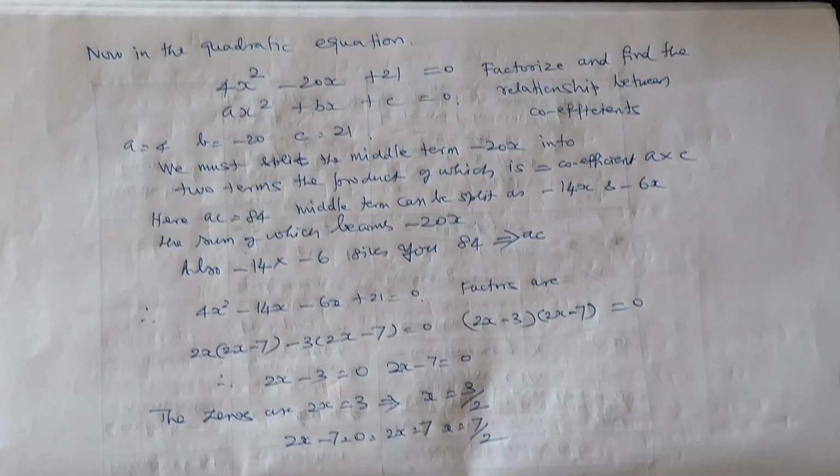Also, minus 14 into minus 6 gives you plus 84, which is equal to a multiplied by c coefficients. So 4x squared minus 14x minus 6x plus 21 is equal to 0. We have two factors, 2x minus 3 multiplied by 2x minus 7, which is equal to 0. Therefore, 2x minus 3 is equal to 0 and 2x minus 7 is equal to 0. Therefore, the zeros of this polynomial are x is equal to 3 by 2 or x is equal to 7 by 2.